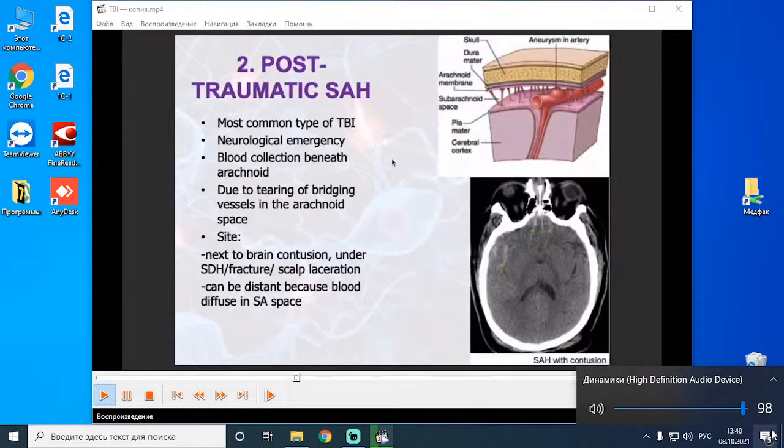Post-traumatic subarachnoid hemorrhage, the most common type of traumatic brain injury. A neurological emergency: blood collection beneath the arachnoid due to torn bridging vessels in the subarachnoid space, next to brain contusion or subdural hematoma. Fracture or scalp laceration can be distant because blood diffuses in the subarachnoid space. You can see it shown with arrows here. Its shade is a little different from the rest of the brain. Subarachnoid hemorrhage.